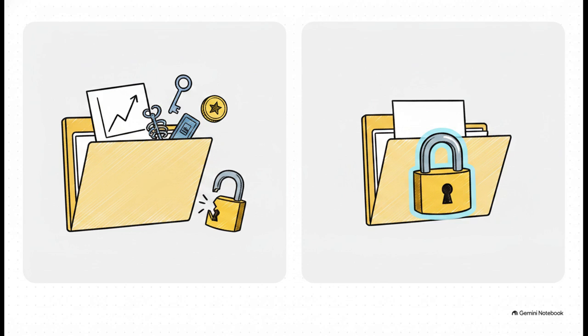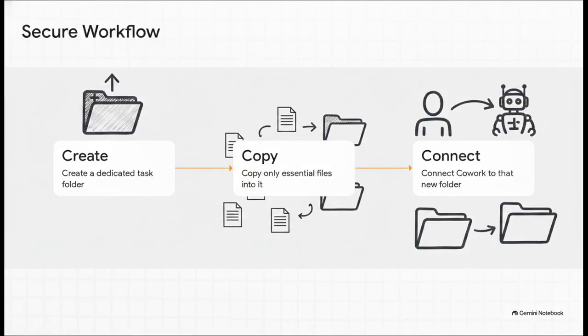Instead, Anthropic recommends this incredibly simple 3-step workflow. First, create a brand new, dedicated task folder. Second, copy only the essential files Claude actually needs for this specific job into that new folder. And third, connect Cowork specifically to that new working folder. This guarantees your AI coworker only ever sees what it absolutely needs to see to get the job done. Honestly, one folder is plenty.